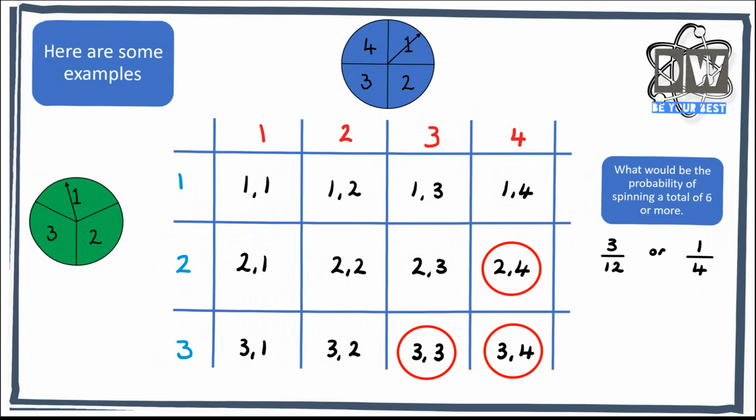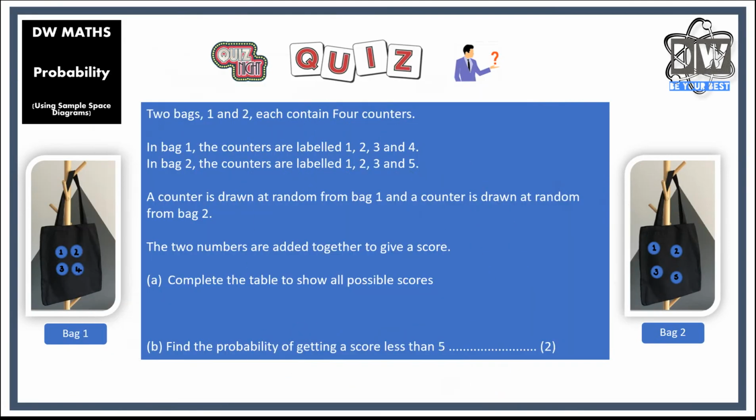It is now time for the quiz. This is a little bit tricky because I'm going to just give you a little bit of help. In bag 1, my counters were labelled up 1, 2, 3, 4. But in bag 2, my counters are labelled up 1, 2, 3, and 5. Don't be put off by that.